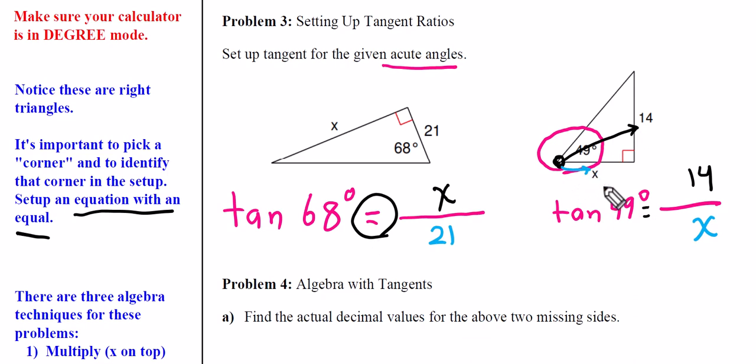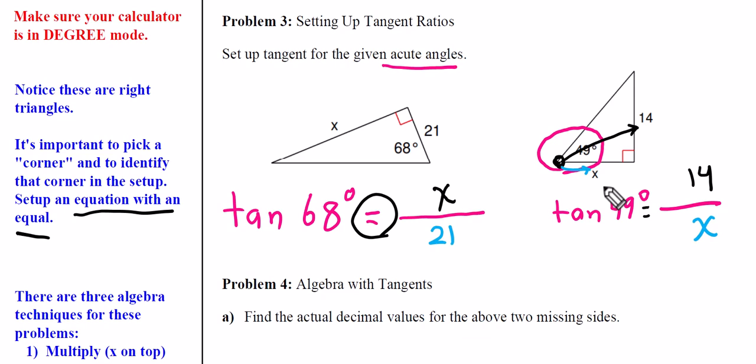That's it for problem 3. Problem 3 was about picking a corner. Step 1, pick a corner. Step 2, what is the opposite? Step 3, what is the adjacent? Don't forget to have a fraction bar and equals. But that's it. That's it for problem 3. There will be some problems, of course, on the assignments where I'm going to ask you the setup, because I need to make sure you understand the setup.